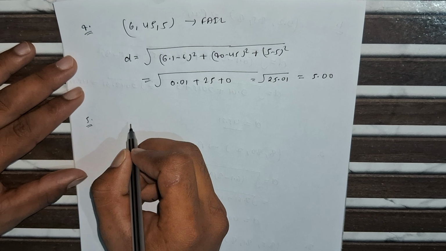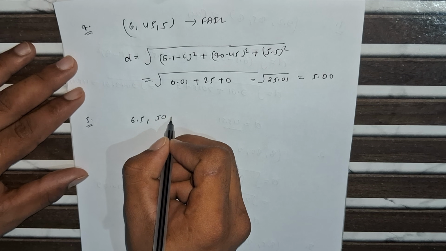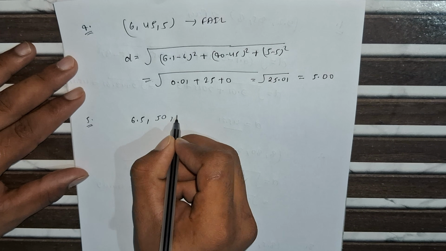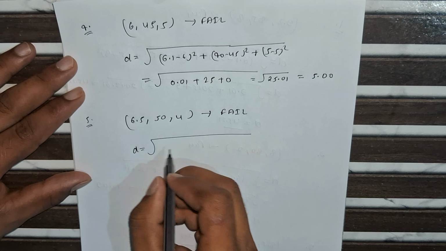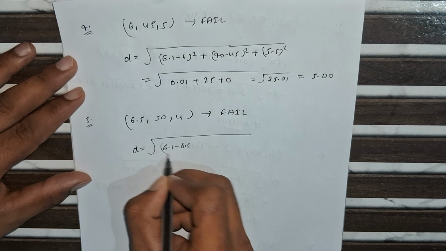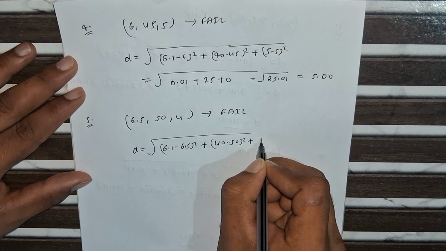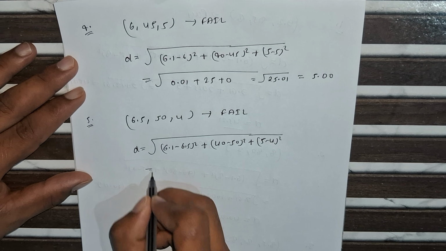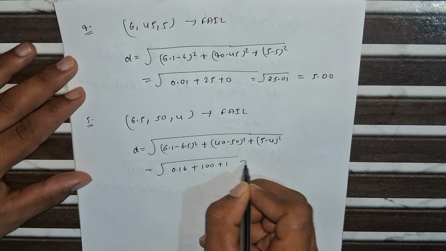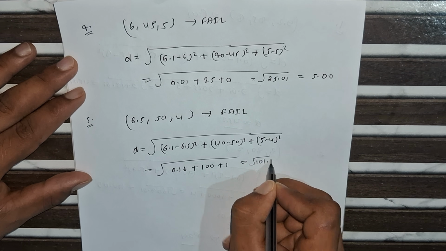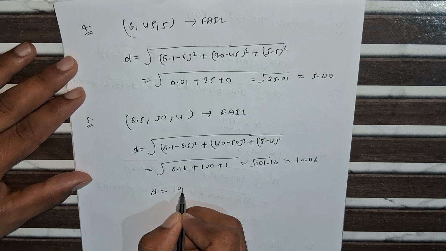Now for the another fail result, this is our CGPA, this is our assessment, and this is our project submitted. The result is fail. So d equals to under root 6.1 minus 6.5 whole square plus 40 minus 50 whole square plus 5 minus 4 whole square. So when you calculate it, it becomes 0.16 plus 100 plus 1, which is equals to under root 101.16, which is equals to 10.06. So d equals to 10.06.